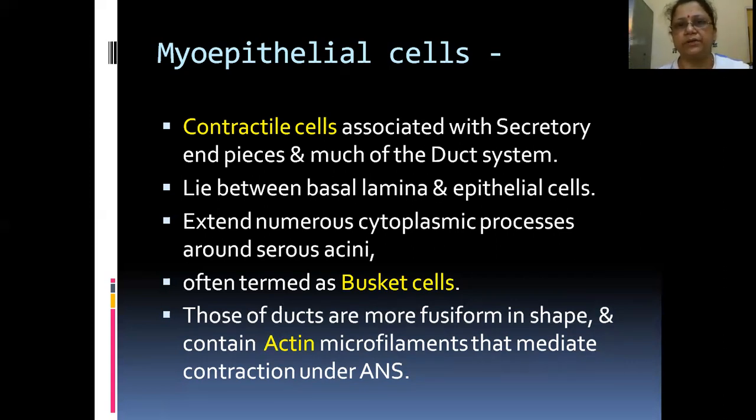Suppose now I bring a plate of biryani, automatically saliva will start secreting, isn't it? So that's what this is all supplied by sympathetic and parasympathetic autonomic nervous system. Okay.